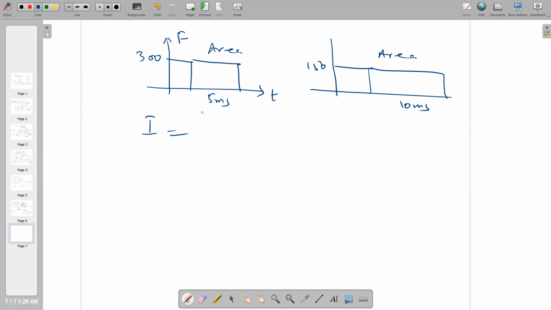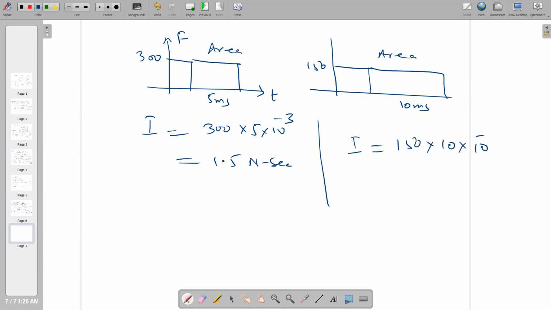So the area under the graph of this one is 300 into 5 into 10 raised to power minus 3. You can calculate, this is 1.5 Newton second. Similarly, here I is equal to 150 into 10 raised to power minus 3, and if you solve this, its answer is also 1.5. So it means in both cases the impulse is the same.